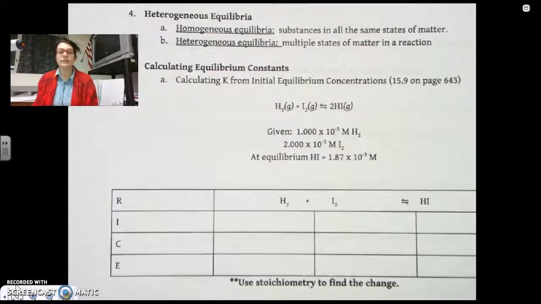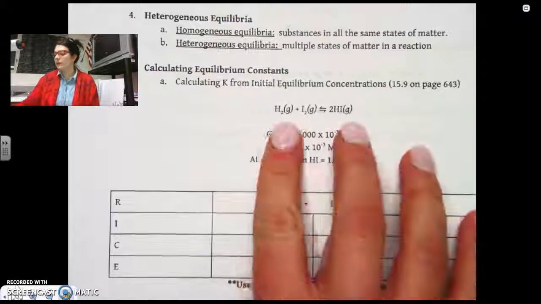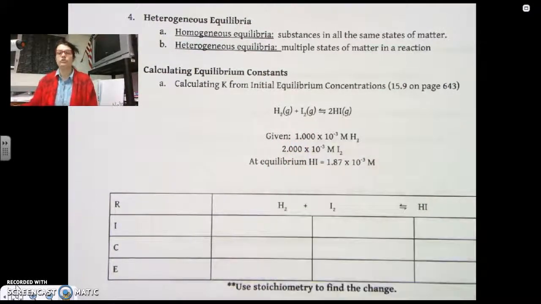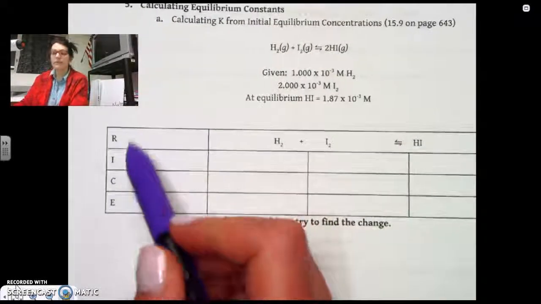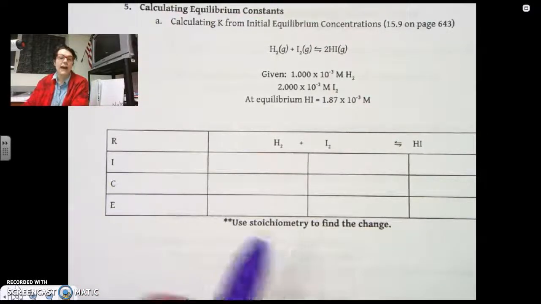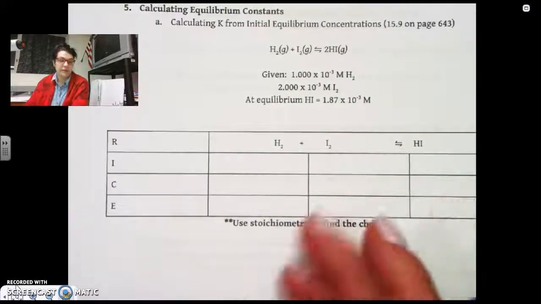Okay, so this example is actually on page 643, so if you want to follow along in your book, you're more than welcome to do so. Otherwise, you can just follow along with me. So, we're given an equation. We're given H2 plus I2, and we're making 2HI, okay? So, we have to remember that our RICE table is going to help us solve for what we have at equilibrium for everything in this equation.